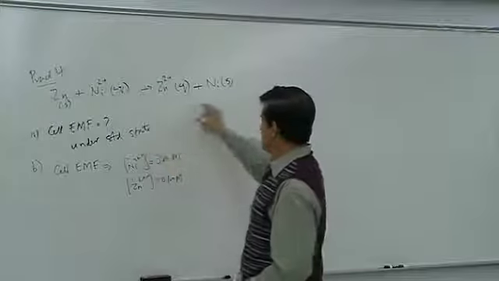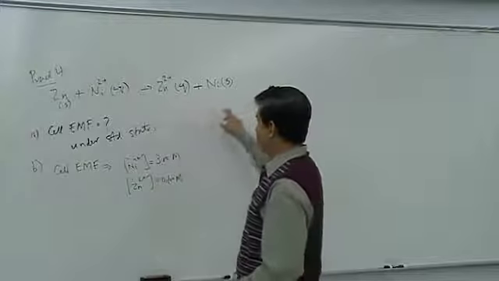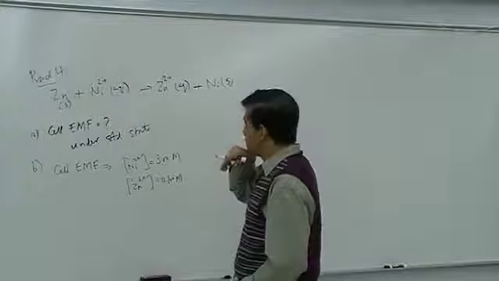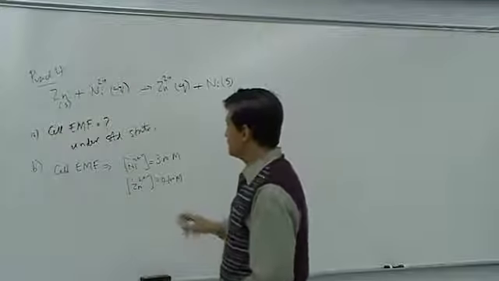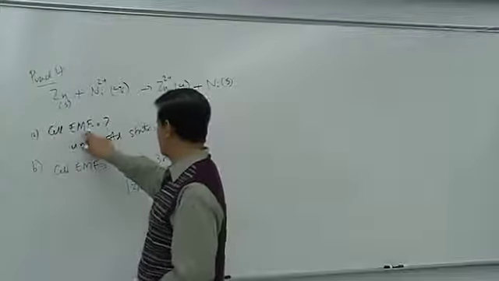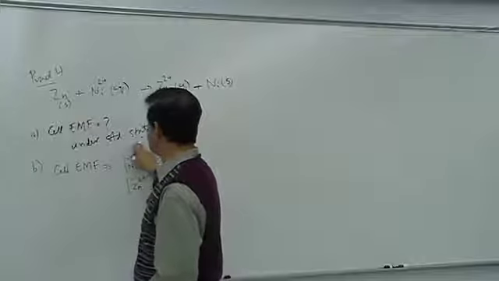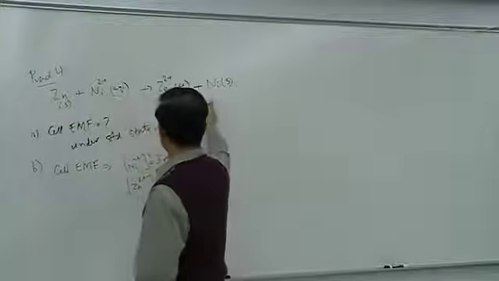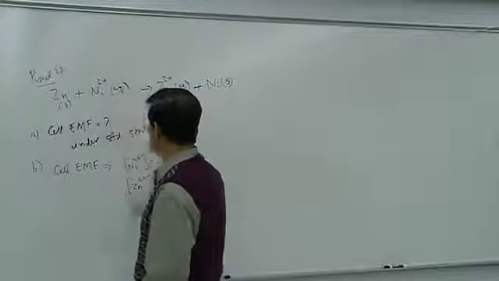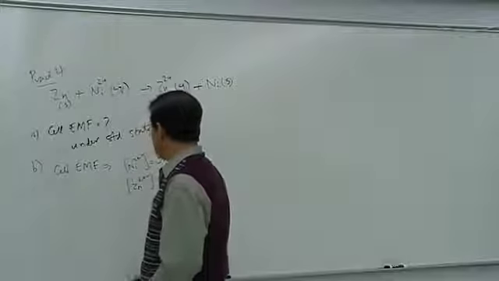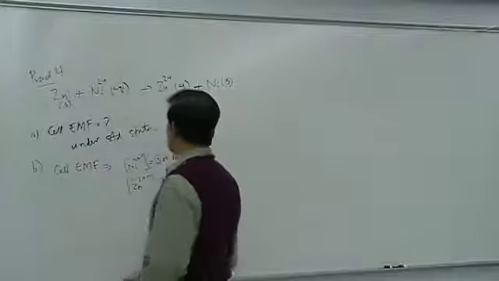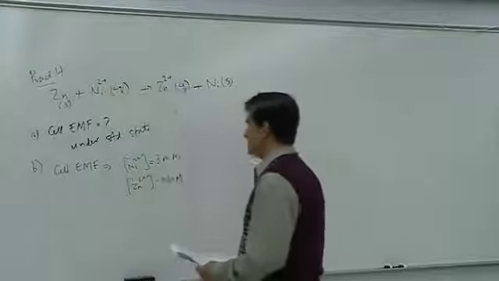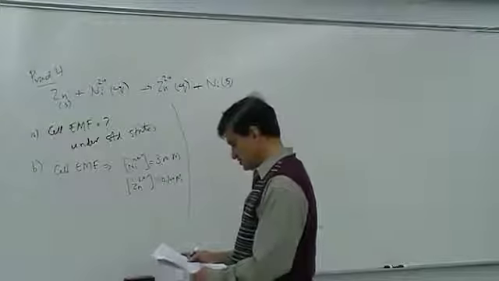Okay, so an electrochemical equation is given, and from here we need to find the cell voltage or cell EMF under standard states. Standard states means 25 degrees centigrade and 1 molar concentration of these ions in the solution. And if that is the case, let's see what we get as cell EMF or cell voltage.